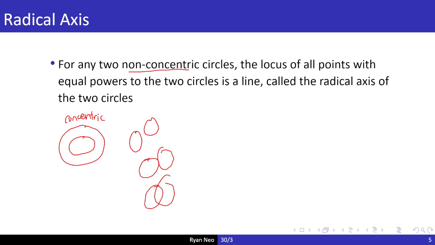Okay, let me just leave concentric here in case any of you need a reference. So the locus of all points with equal powers to the two circles is a line called the radical axis of the two circles. So if you have two circles, there is a line such that any point along that line has equal power to the two circles. That's how you would phrase it in an easier way to understand.